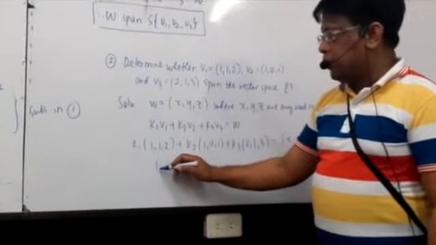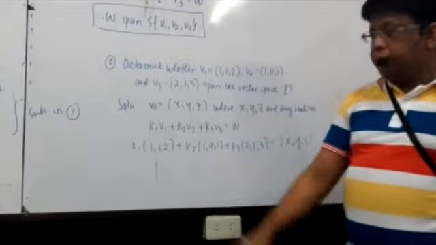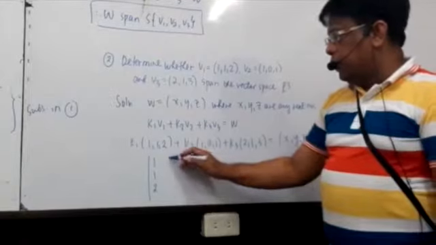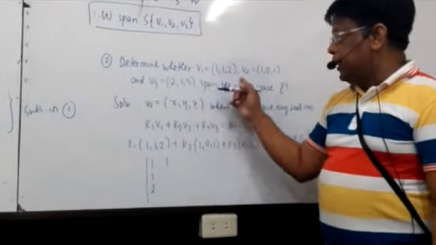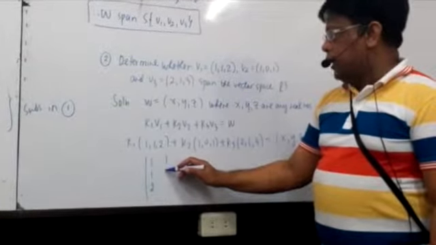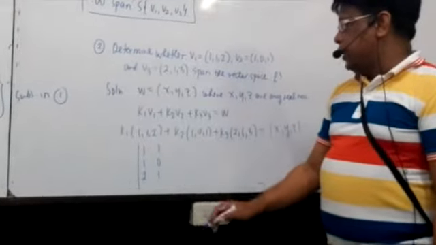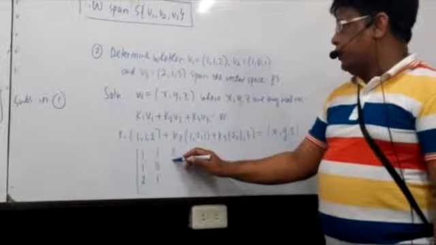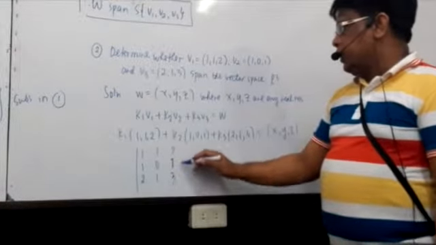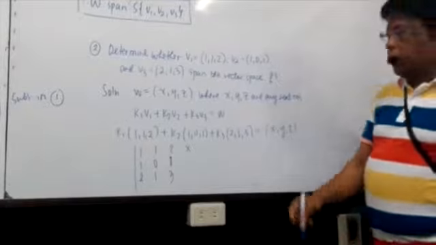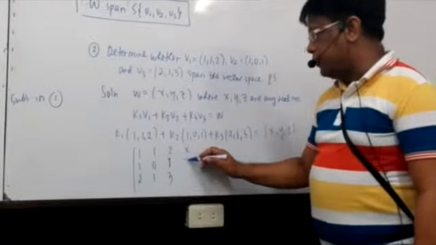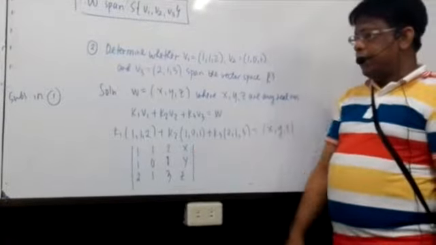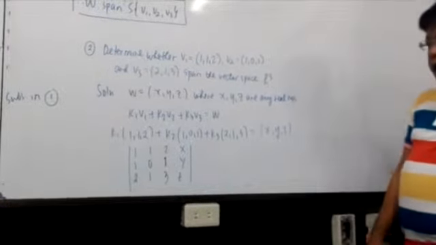So first column will be components of your vector 1, which is 1, 1, 2. And then the second column will be components of your vector 2, which is 1, 0, 1. Then column 3 will be components of your vector 3, 2, 1, 3. Then you have the last column that is the components of vector W, x, y, z. Take note that the variables x, y, z are any real number.